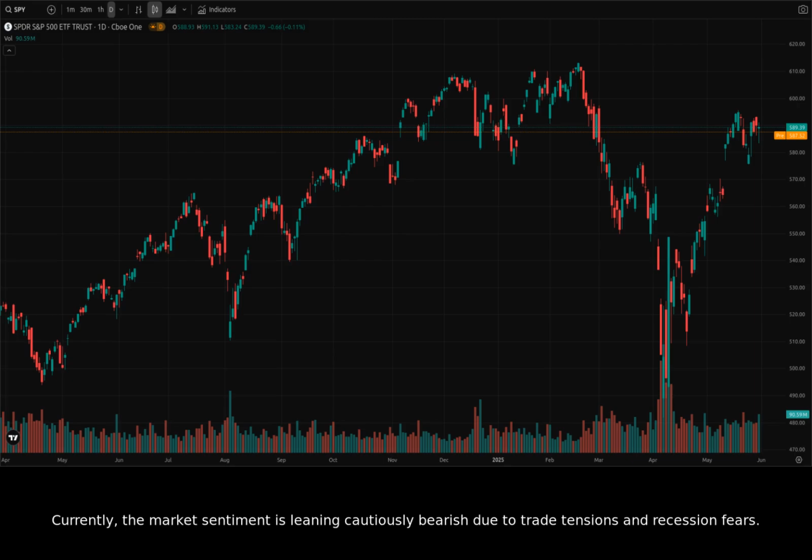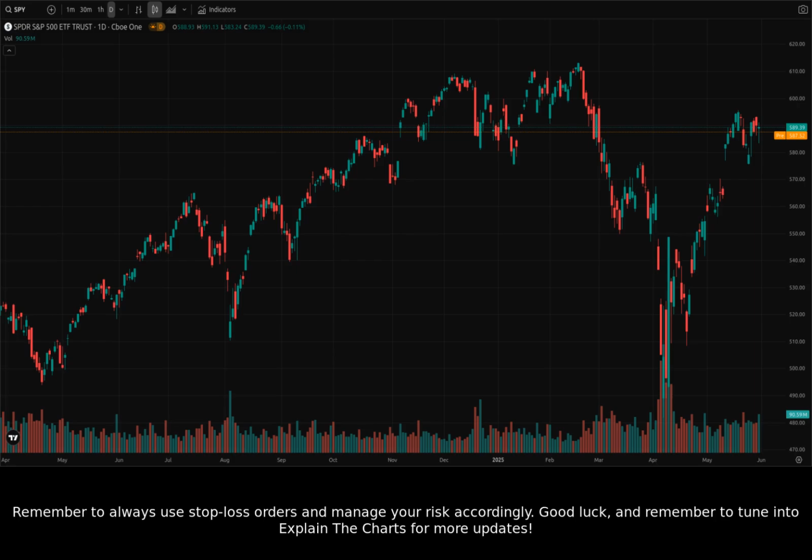Currently, the market sentiment is leaning cautiously bearish due to trade tensions and recession fears. However, a strong break above resistance could negate this sentiment. Remember to always use stop-loss orders and manage your risk accordingly.